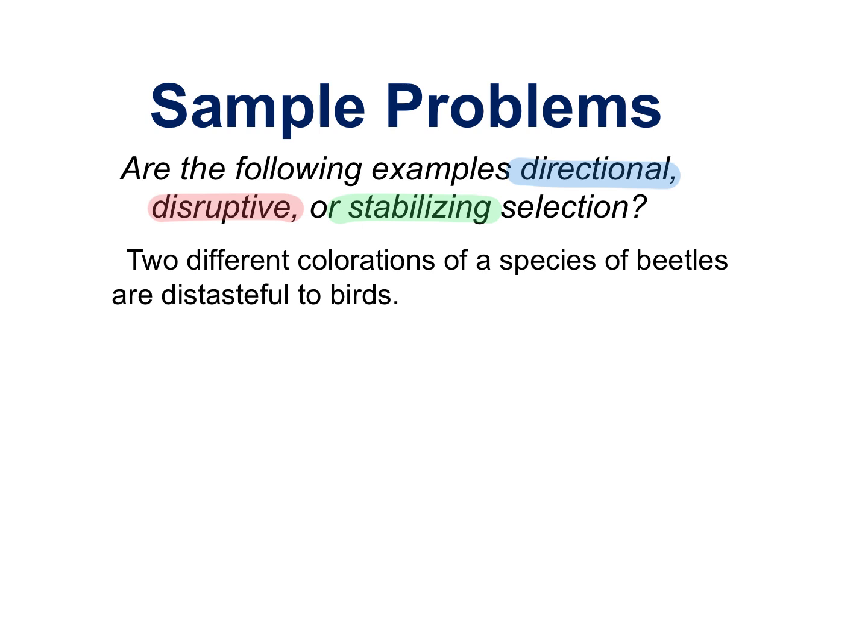So the first example we have is 2 different colorations of a species of beetles are distasteful to birds. Now we have to keep in mind, being distasteful to your predator is going to be a good thing for you. So we're going to want to select for those 2 opposite ends and not for the middle. And so this is going to be disruptive selection. It is going to be selecting for those 2 extremes.